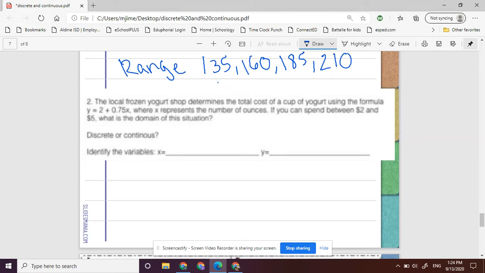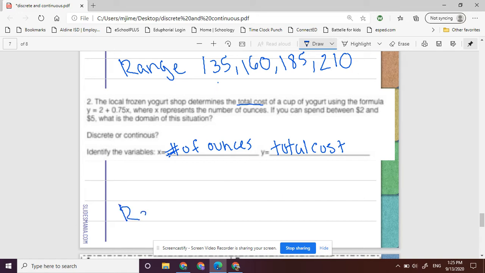Okay. The local frozen yogurt shop determines the total cost of a cup of yogurt using the formula, where x represents the number of ounces. So they already told you right here, number of ounces. And here, they explain that this was the total cost. I just wrote that down because I had that already in the sentence. All right, if you can spend between $2 and $5, what is the domain of the situation? You can spend between $2 and $5. Well, that's your range, because that's how much money you're going to spend.